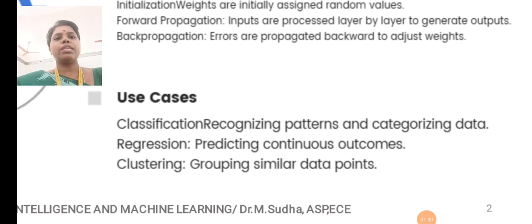Coming to the use cases: classification, regression, clustering. Classification recognizes patterns and categorizes data. Regression, predicting continuous outcomes. Clustering, grouping similar data points. So these are the use cases to consider while working with the feed forward neural network.